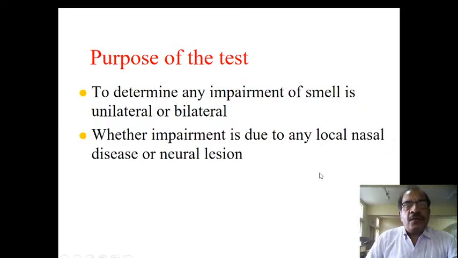Why do we test the first nerve? Just to see whether the patient has normal olfactory function or there is any impairment of smell, and if there is, whether it is unilateral or bilateral.